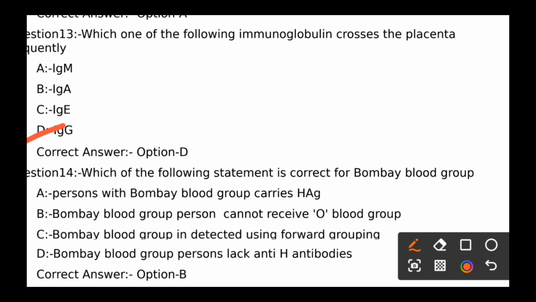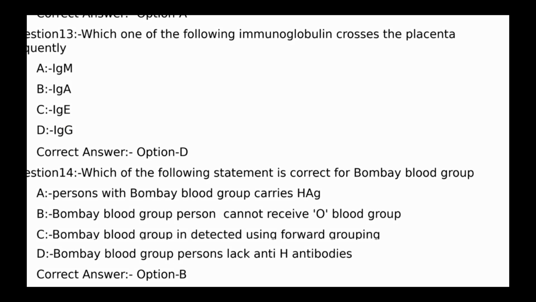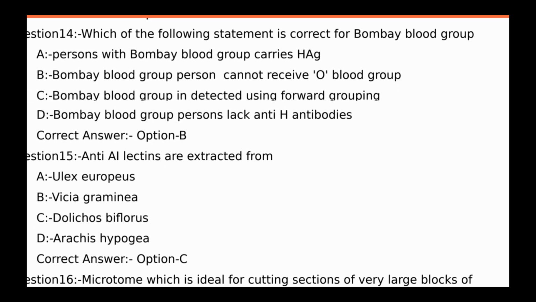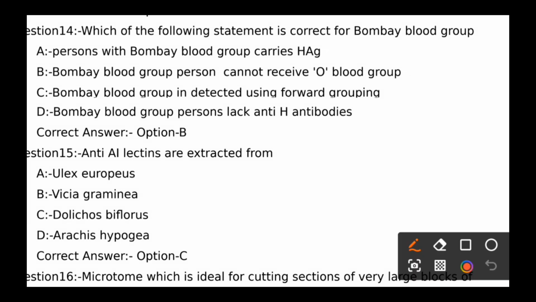Next question, which of the following statement is correct for Bombay blood group persons? Option A, persons with Bombay blood group carry H antigen. Option B, Bombay blood group persons cannot receive O blood group. Option C, Bombay blood group is detected using forward grouping. Option D, Bombay blood group persons lack anti-H antibodies.